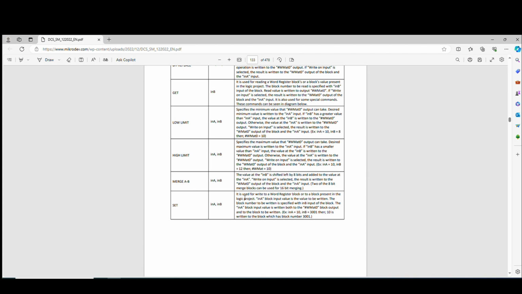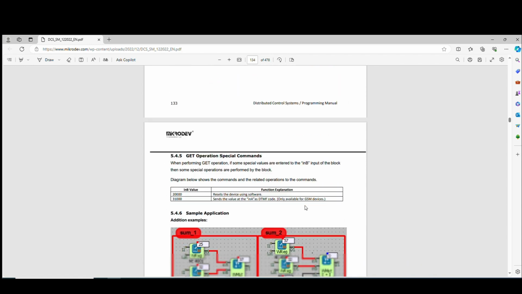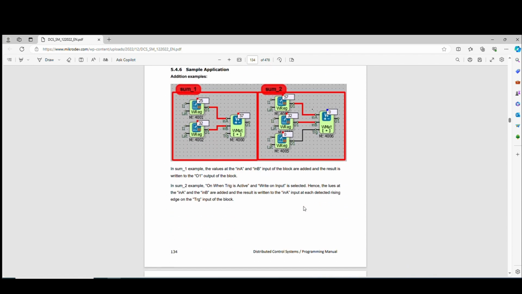Let's continue. What else do we have here? We have our set value. The set value can also set the value directly on any word register block, by writing the block number. Let's look at these examples together. We showed the addition operation. Similar to the multiplication operation, it serves to sum two values in INA and in B values.